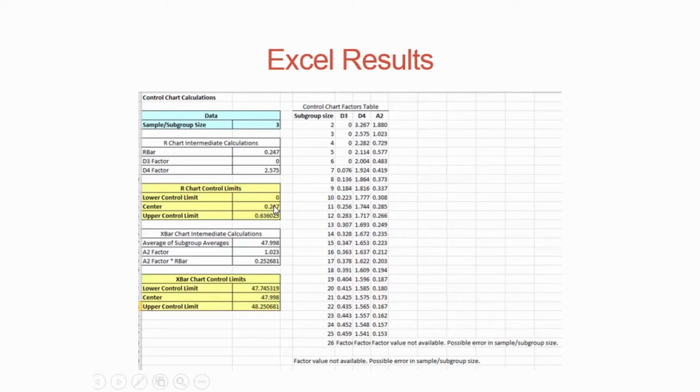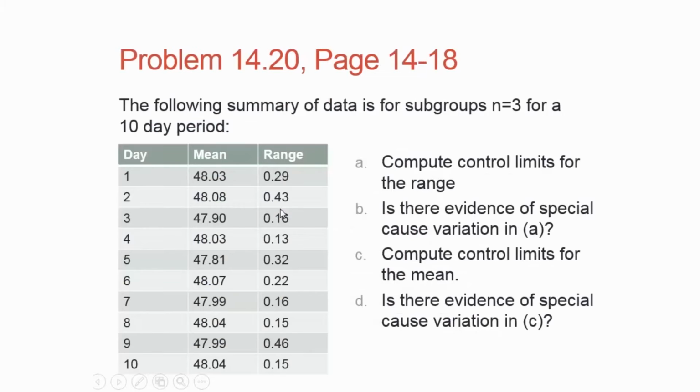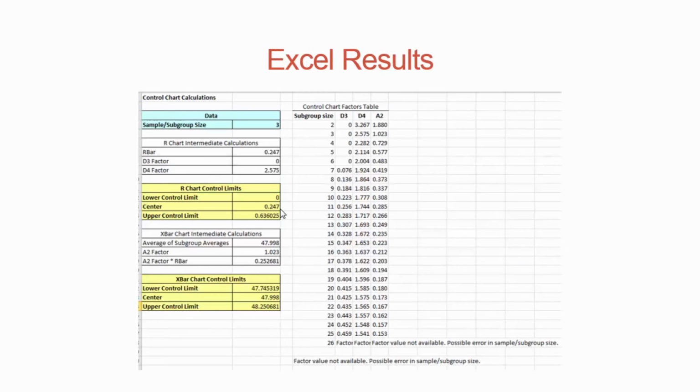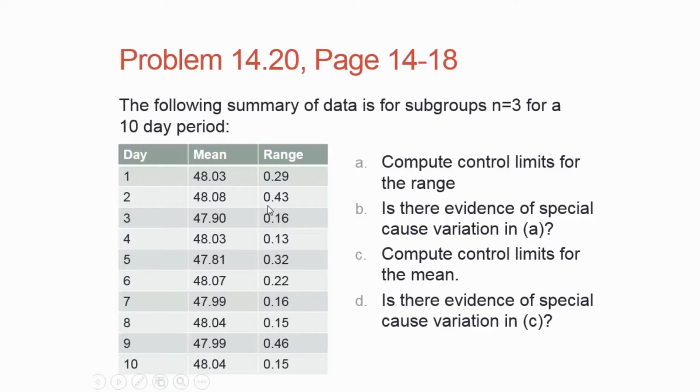And here's our center line. If we go back to the actual data, we can examine the range to say, are there any values that are outside of the limit of 0.636? We don't have to worry about the lower control limit because we can't have a range value less than 0 anyway. So we look at the data and ask, are there any values more than 0.63? There aren't any close to that. 0.46 is the closest we have. And the lower limit, again, we don't have to worry about. This is the smallest value, 0.13, which is not that close to 0.